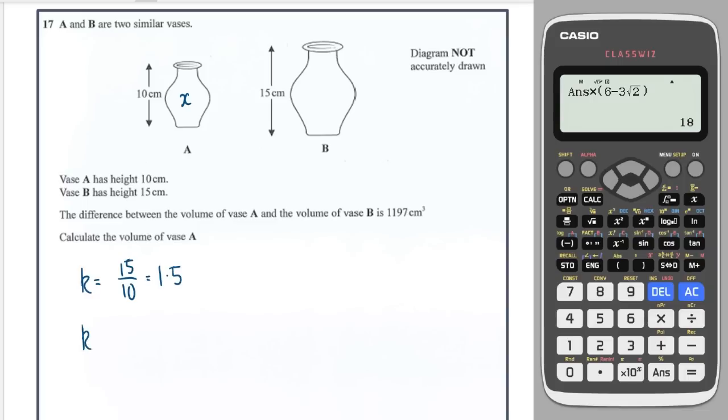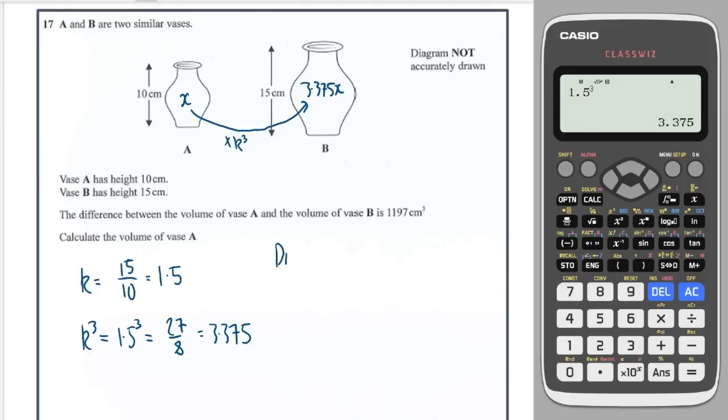And if I want to convert between volumes, I'll need to work out the volume scale factor, which is k cubed, which is 1.5 cubed, which is 27 over 8, or as a decimal, 3.375. So if the volume of A is x, then for the volume of B, I'll need to multiply by the scale factor k cubed, and that will give me 3.375x.